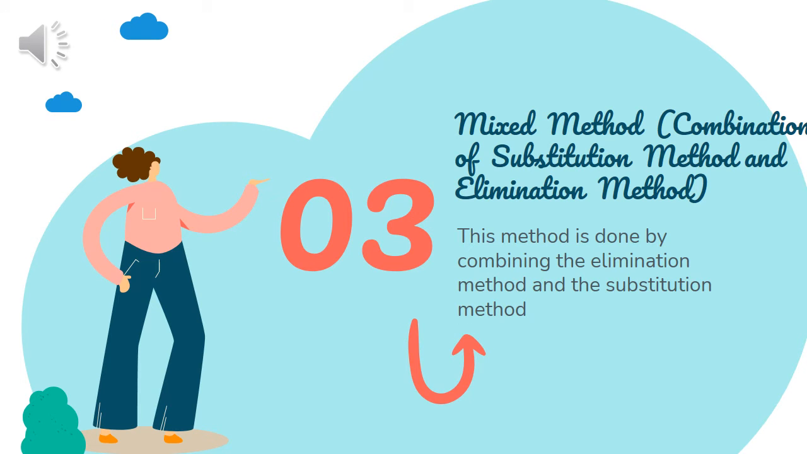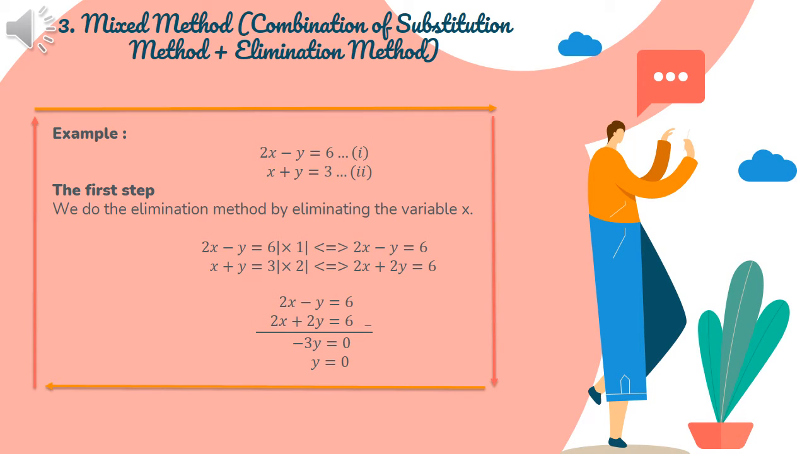3. Mixed method. Combination of the substitution method and the elimination method. This method is done by combining the elimination method and the substitution method. Example, 2x minus y equals 6, the first equation. x plus y equals 3, the second equation. The first step, we do the elimination method by eliminating the variable x.